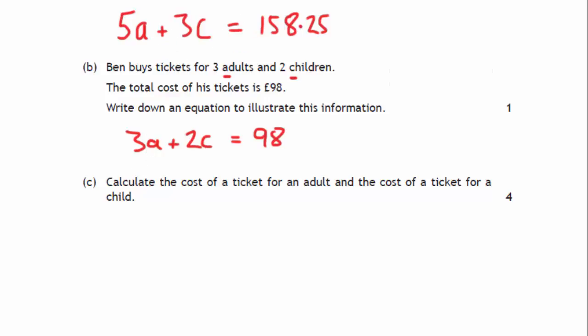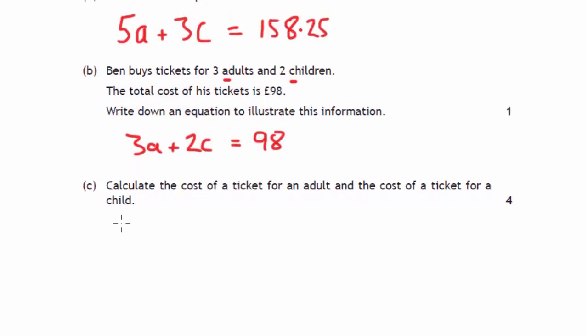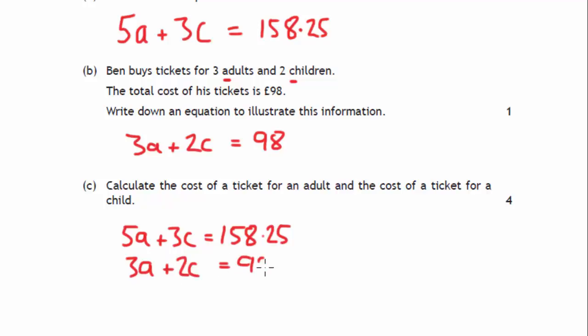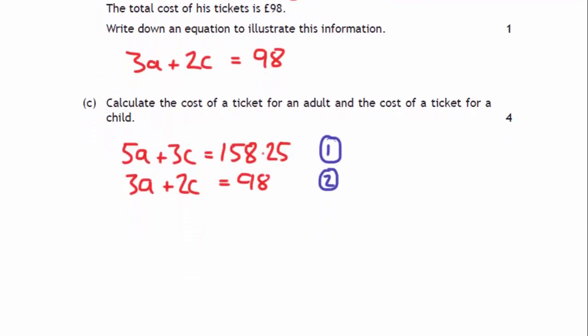So what you're really looking to do is write yourself 2 equations. So it's 5A plus 3C equals 158.25, and then the next equation is 3A plus 2C equals 98. No harm in numbering these, so that's equation 1 and equation 2. What we want to do is eliminate one of these unknowns. If you eliminate one of the unknowns, we're left with just one other unknown, and we can work out what that means. So this is the process of elimination.